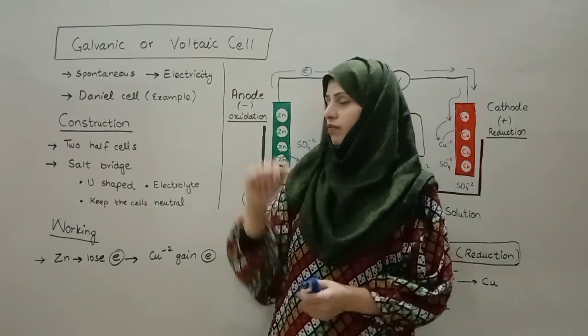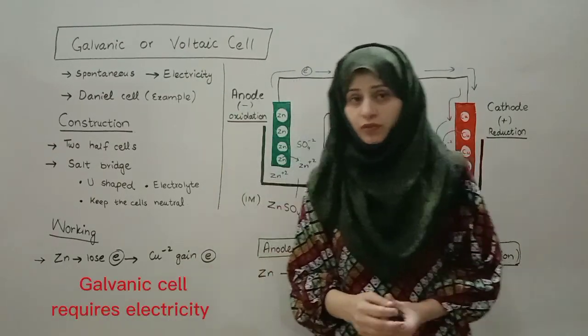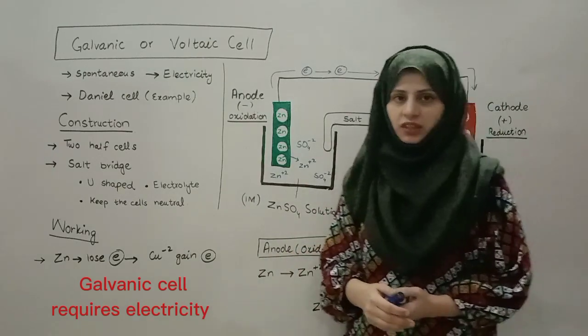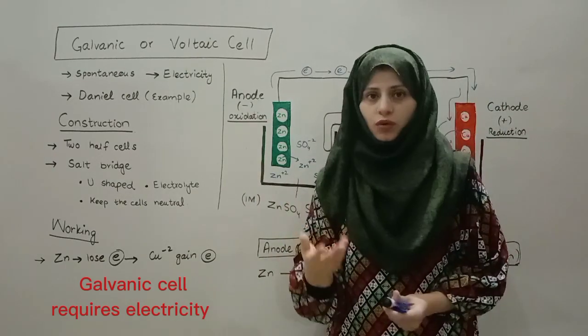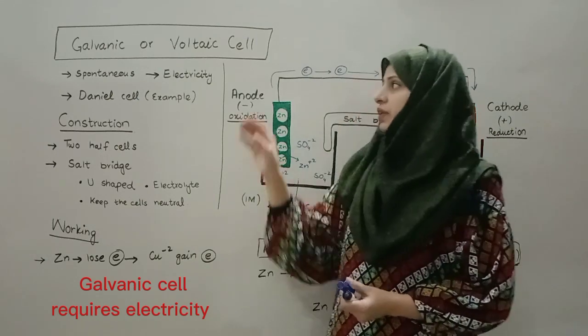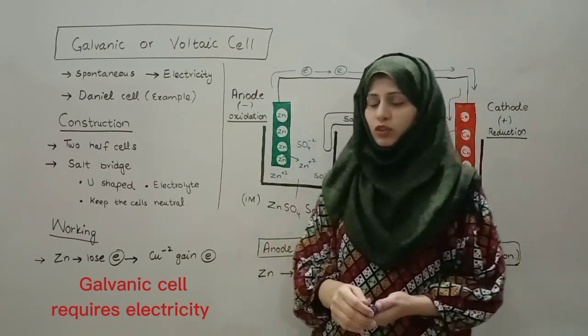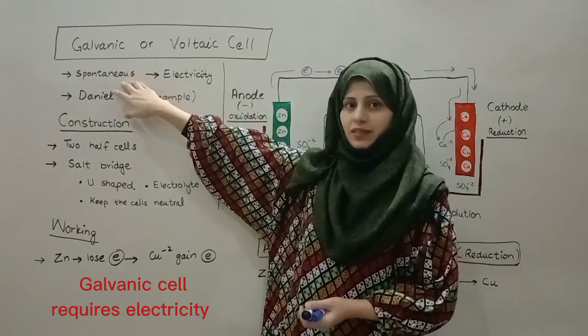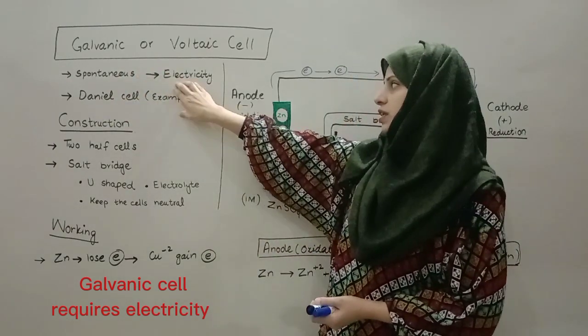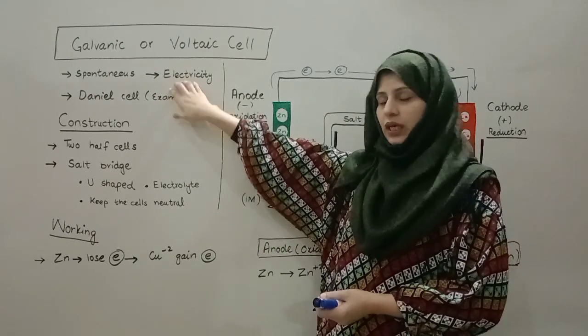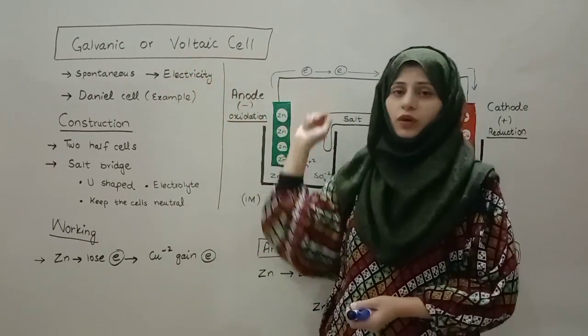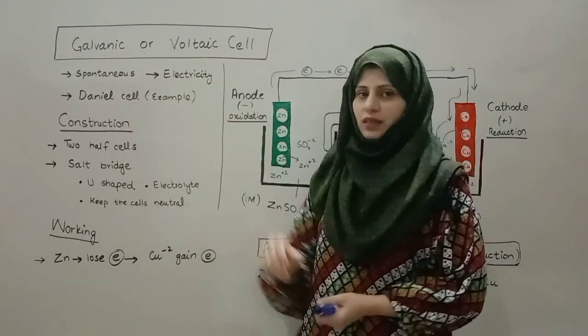And galvanic cells are those types of cells in which the chemical reaction starts on its own. Or we can say that galvanic or voltaic cells are those types of electrochemical cells in which a spontaneous reaction takes place and electricity is produced. The best example of a galvanic or voltaic cell is the Daniell cell.